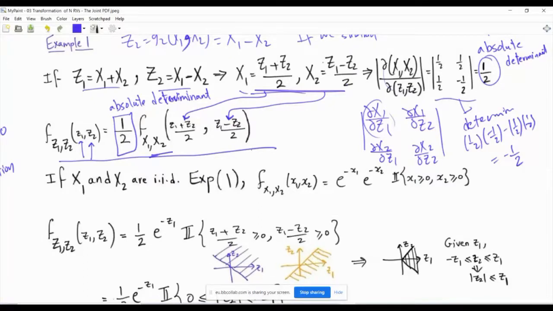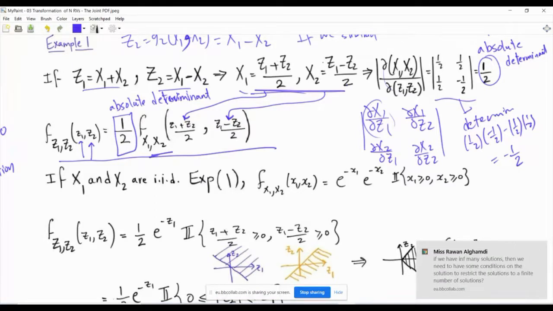So if I give you two random variables, and you do not have these two random variables to be independent or anything, this is the general result. You take the joint distribution, you take the first random variable, x1, replace it by small z1 plus z2 over 2, x2 is replaced by z1 minus z2 over 2, and then do not forget to multiply by the absolute determinant of the x's with respect to the z's, which is computed like this.